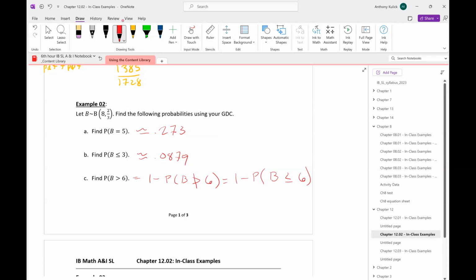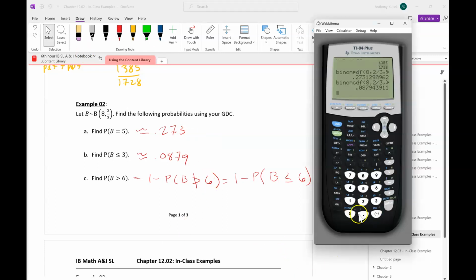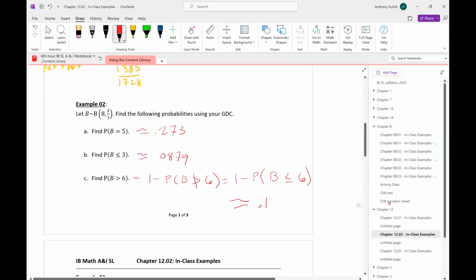Does that look okay so far? Okay. Now, can we type this into our calculator? Yes. So don't forget to do the 1 minus first. And then what are we using? CDF. Good. So binomial CDF. And what are we putting in? 8 trials, P's 2, 3, X values of 6. Great. So 0.195.